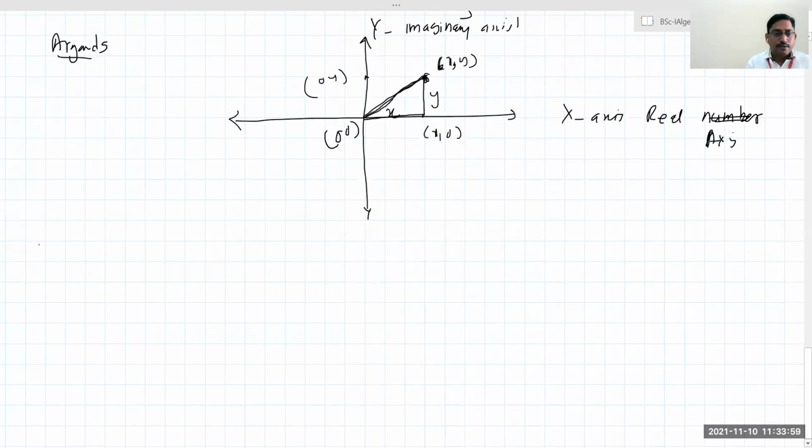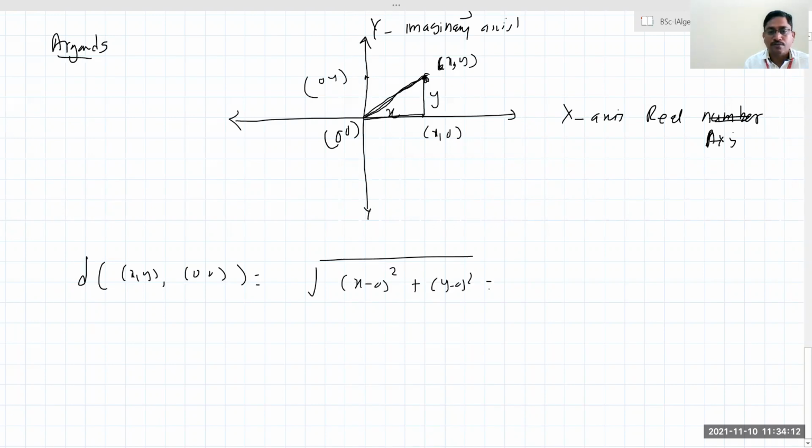So we can find the distance between this point x, y and the point 0, 0. How to find it? You know the distance formula. It is x minus 0 squared plus y minus 0 squared, that is square root of x squared plus y squared. So this distance is always known as r. This r is called the modulus of the complex number. In fact, these complex numbers are called vector quantities because they have magnitude r and direction theta.